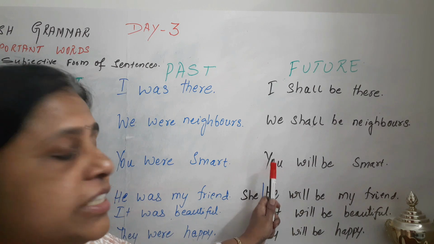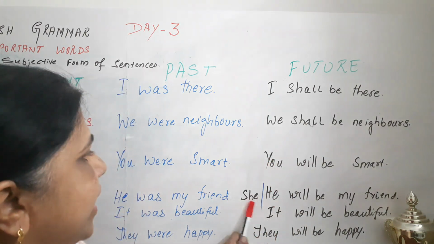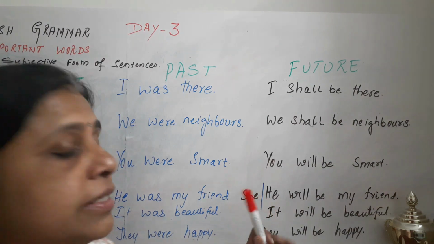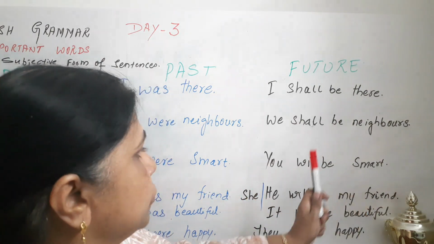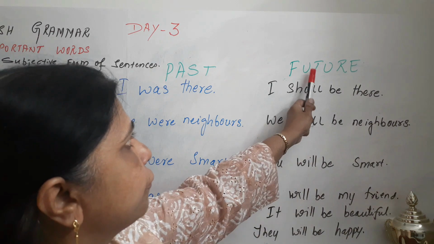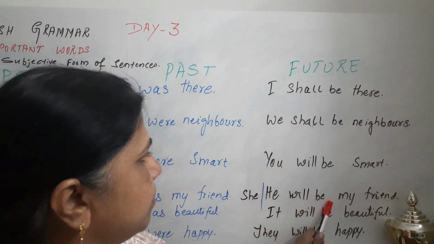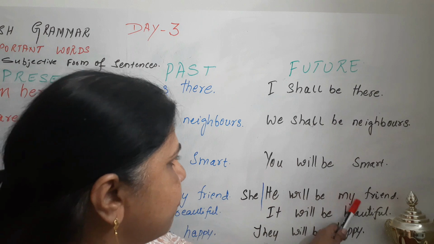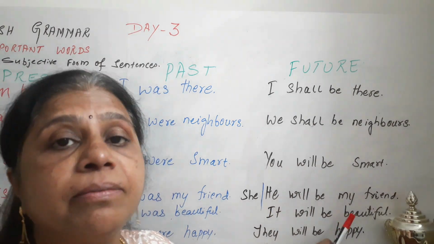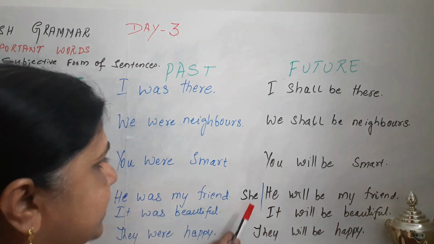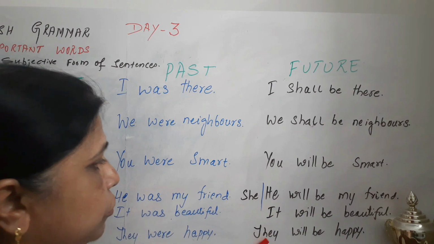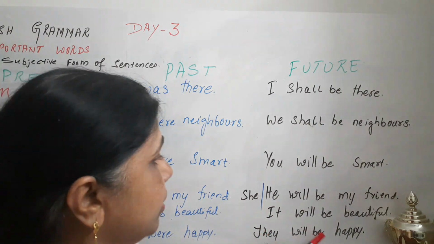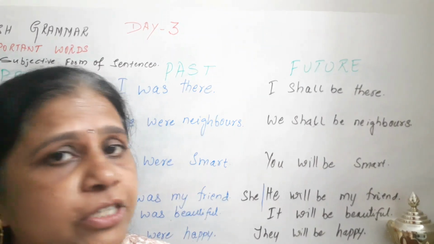You is second person. He, she, it, third person singular. We use will be for future. She will be my friend. He will be my friend. It will be beautiful. And this is singular. And for plural, we use they. They will be happy. Alright?